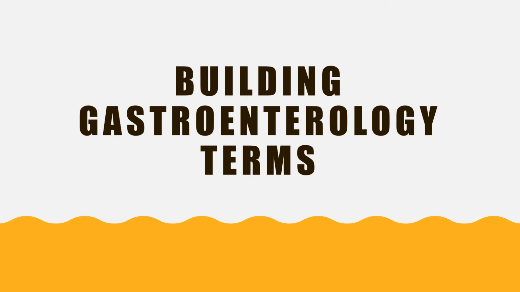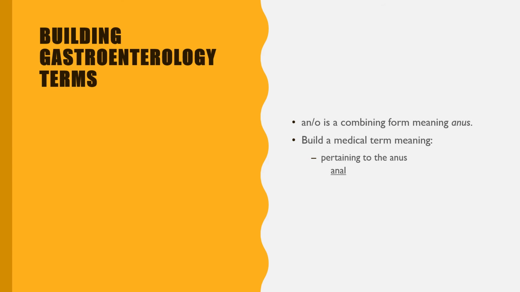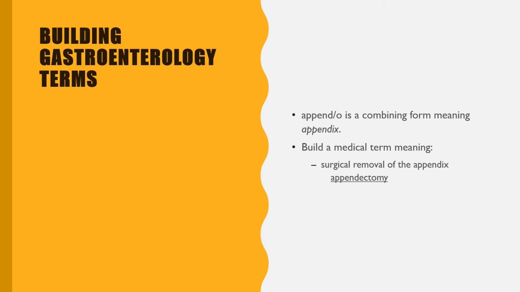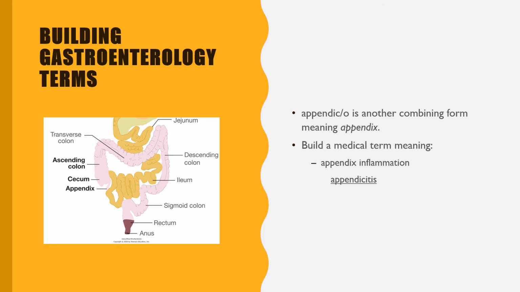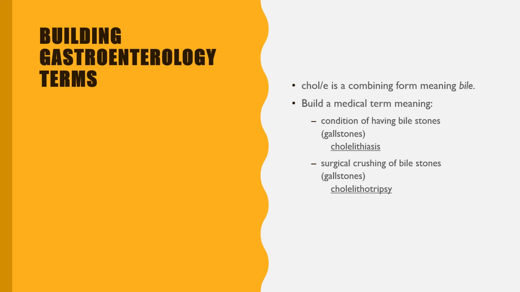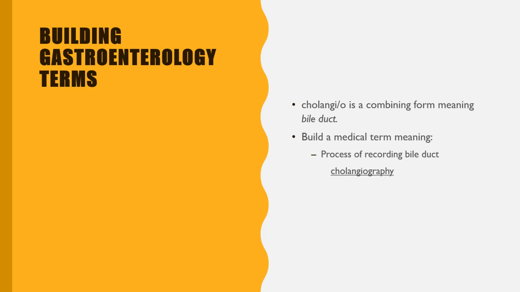All right, let's look at the terms together. Ano is a combining form that means anus; pertaining to the anus, anal. Surgical removal of the appendix, appendectomy. Appendix inflammation, appendicitis. A condition of having bile stones or gallstones is cholelithiasis. Surgical crushing of bile stones or gallstones is cholelithotripsy. The process of recording a bile duct is cholangiography.